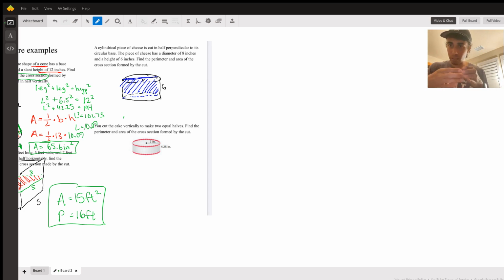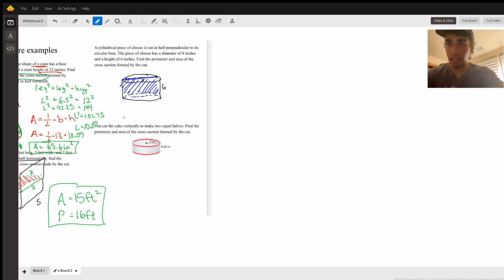Maybe a better example would actually be a cake, because a cake's actually filled in inside. So think about a cake and you're cutting straight down the middle of the cake. Then we open up those two halves of the cake, and we're looking at that flat box, that rectangle that gets created, that face of the cake when we cut it in half. All right. And we want the perimeter and the area of that blue cross section.